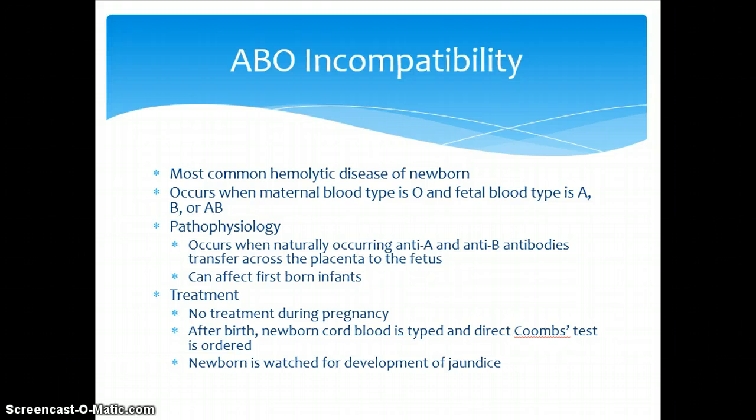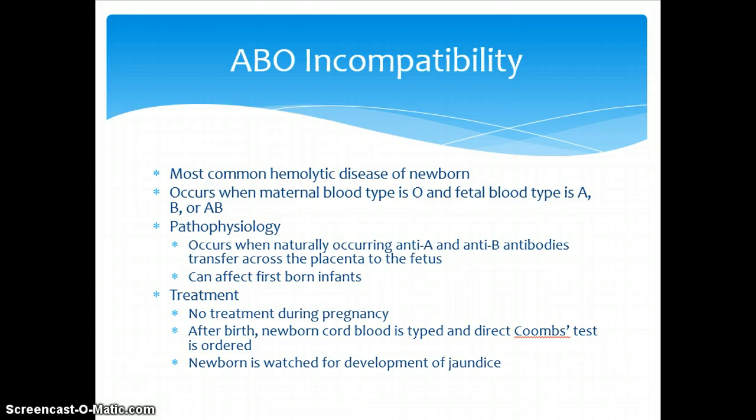ABO incompatibility is the most common hemolytic disease of the newborn. It occurs when the maternal blood type is O and the fetal blood type is either A, B, or AB. It has nothing to do with positive or negative. Pathophysiology: ABO incompatibility occurs when naturally occurring anti-A and anti-B antibodies transfer across the placenta to the fetus, and it can affect any babies, including the firstborn infant.